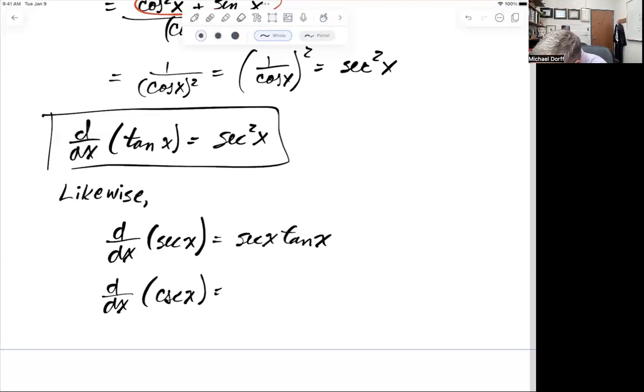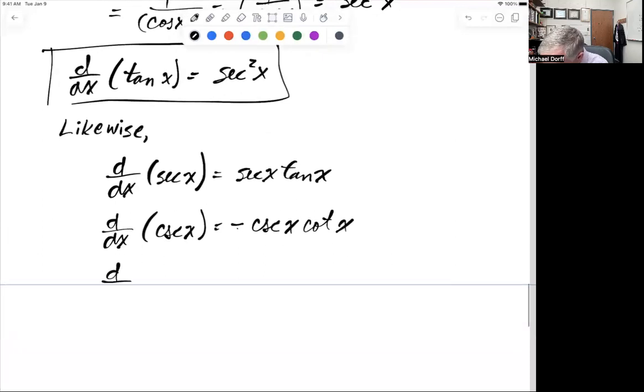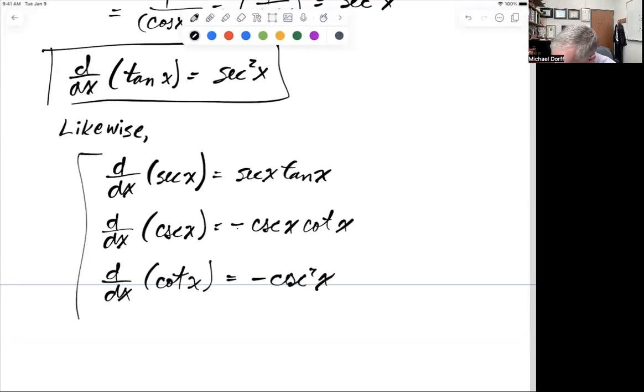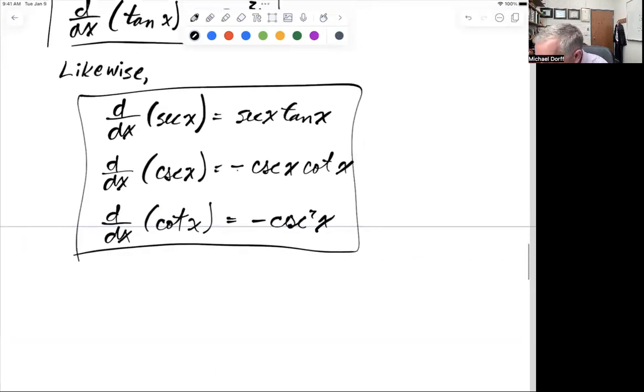Let's rewrite that. Minus cosecant x cotangent x. And then the last one would be the derivative of cotangent x equaling minus cosecant squared x. So those give us the derivatives of all the trig functions that we have.